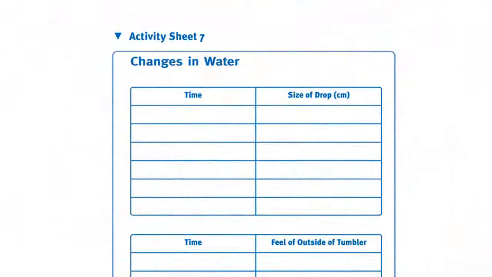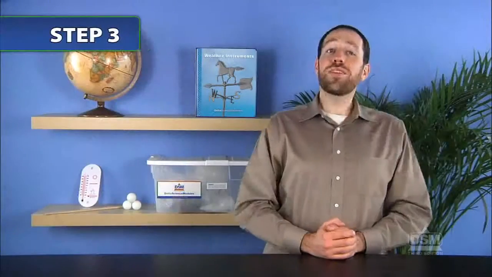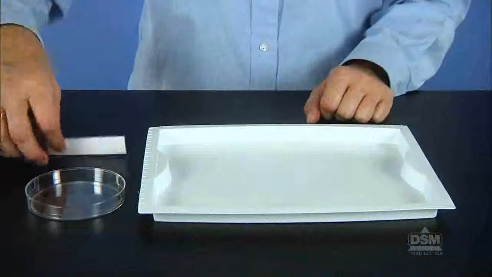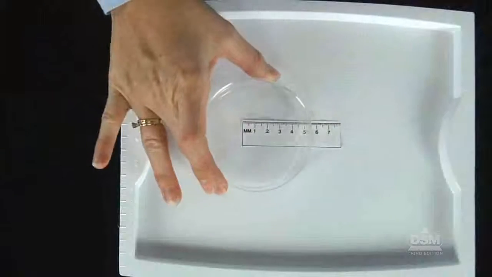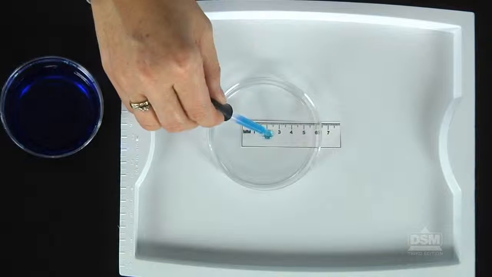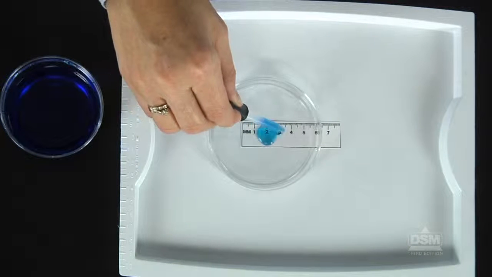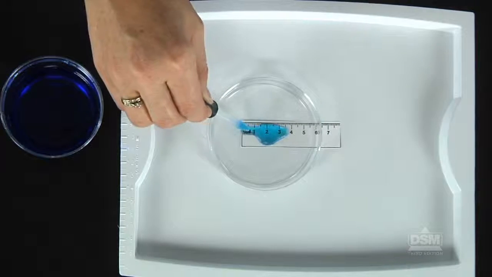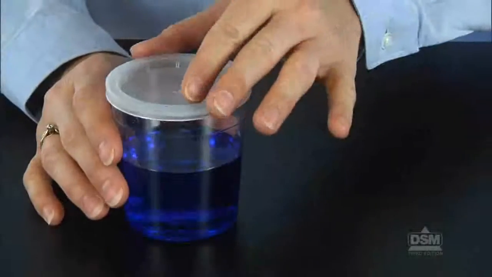Distribute the students' journal envelopes, Activity Sheet 7, and the materials. Instruct the teams to put the paper ruler on the tray and to place the petri dish on top of the ruler. Fill the dropper with water from the tumbler, and then squeeze enough drops onto the dish to make a large drop about 4 centimeters wide in the center of the petri dish. Put the lids back on the tumblers.